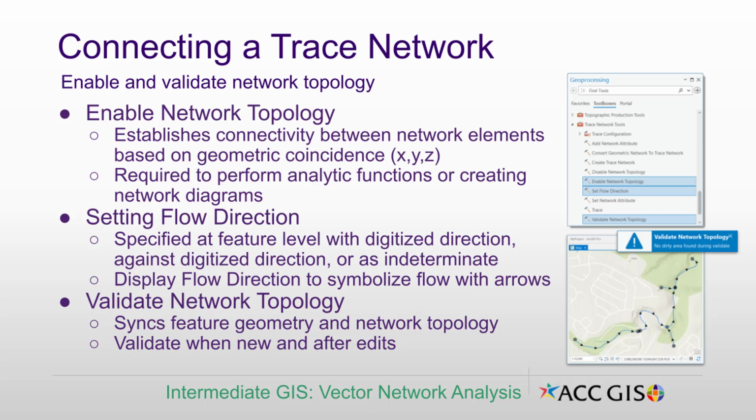Now, if you look on the right, you can see in the geoprocessing pane in the trace network tools, the Enable Network Topology, Validate Network Topology, and Set Flow Direction geoprocessing tools. And if you look in the map view below that, you can see that we have both enabled and validated the network topology, as visible in the message that we see in the top right-hand corner of the map view, and also set and symbolized the flow direction by the arrows that are flowing downstream through the network.